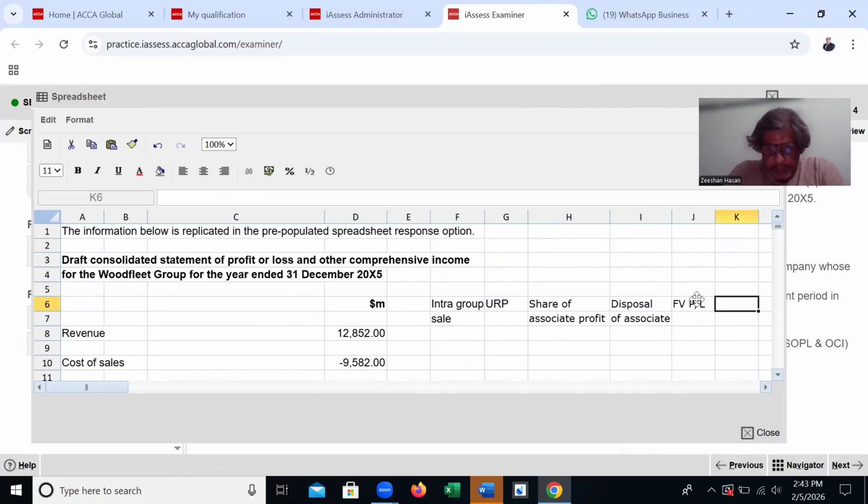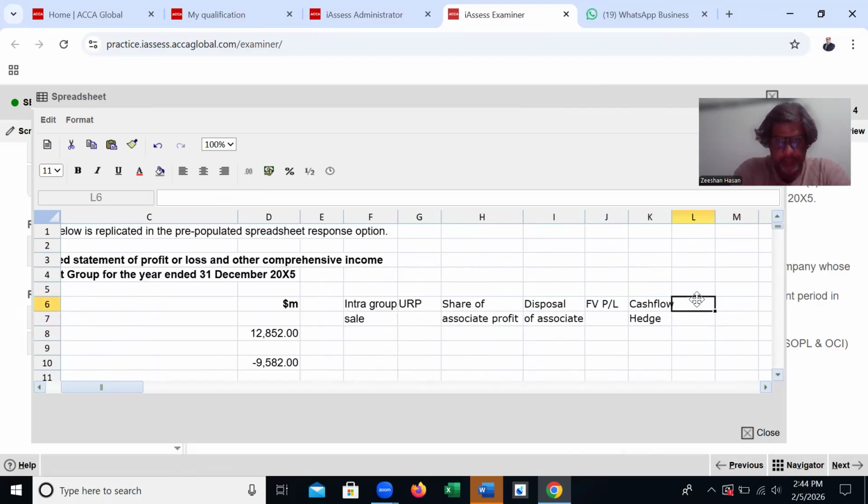Then cash flow hedge. And finally, we will have Woodfleet group redrafted.